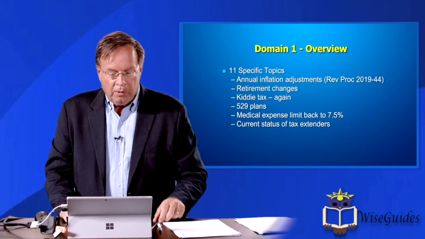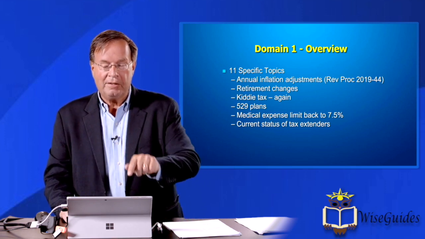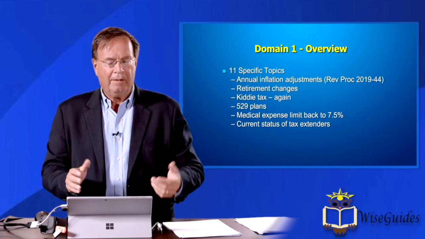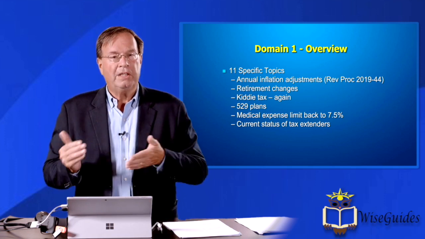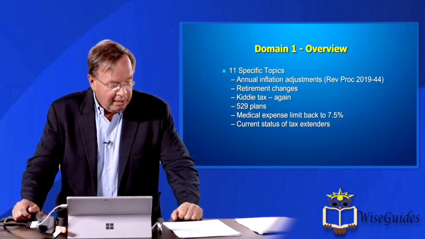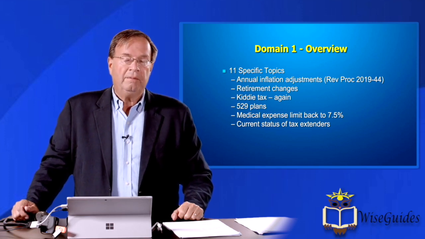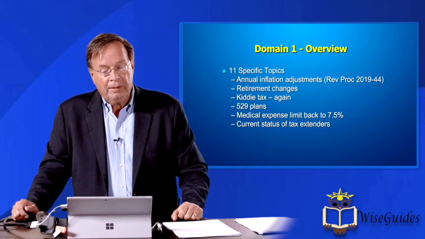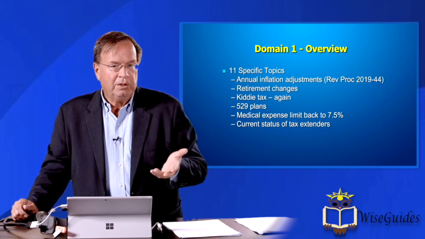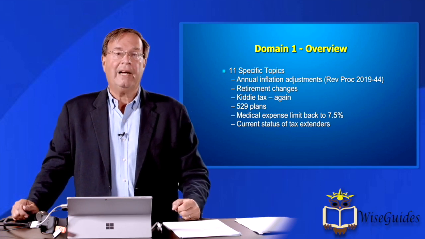As far as an overview, I want to let you know that while there are 11 specific topics, there are not 11 things listed here, in case you say, wait, there's not enough. Because I've combined some of them because they are addressed specifically in the content specifications. I'm going to be beginning with the inflation adjustments, which are things that come out each and every year. We've got a number of retirement changes, and specifically through the Secure Act. And our old friend kiddie tax is back again.